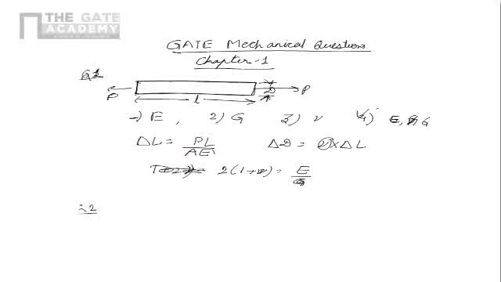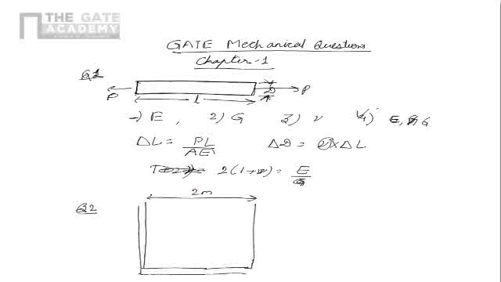Question number 2 is like this. There is a cylindrical container of radius 1 meter and wall thickness of 1 millimeter. So we have a container. It has a radius of 1 meter, so the diameter is 2 meters, and it has a thickness of 1 millimeter. This is the thickness of the container.